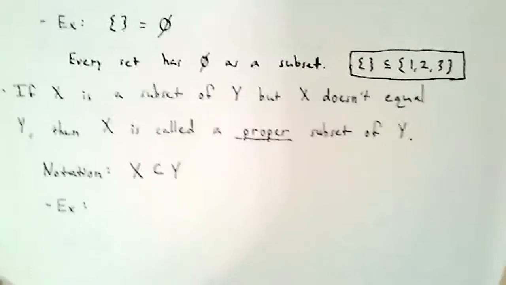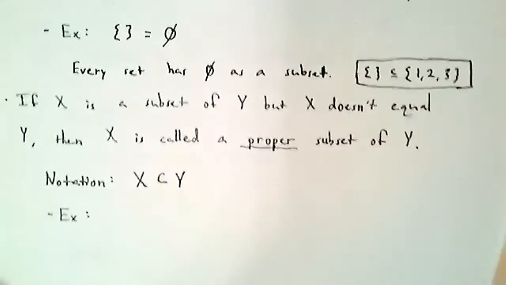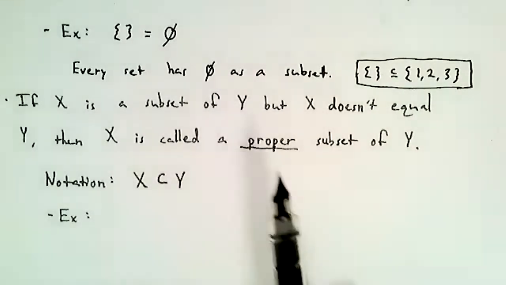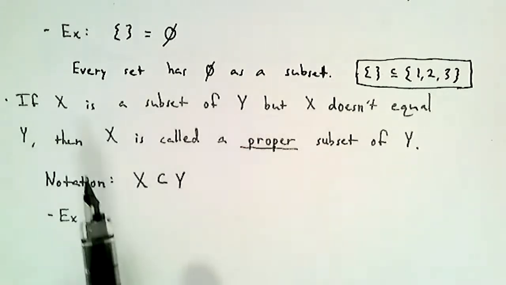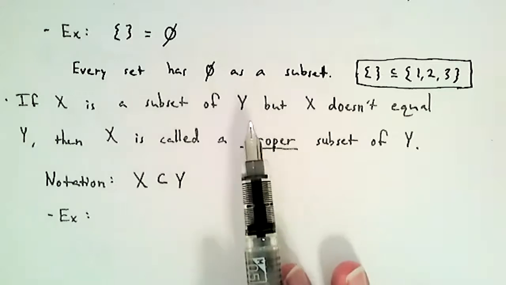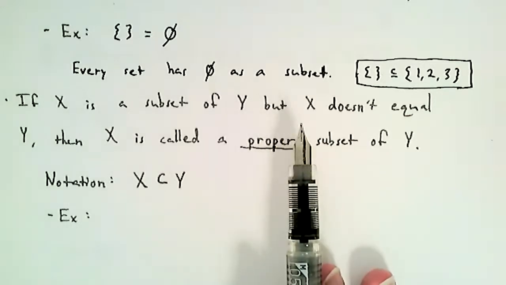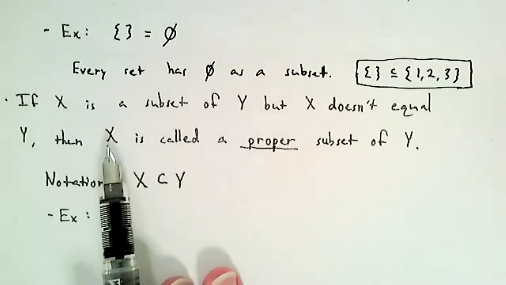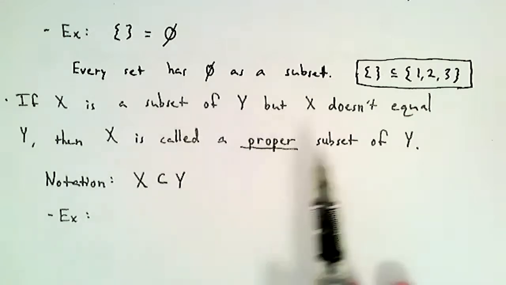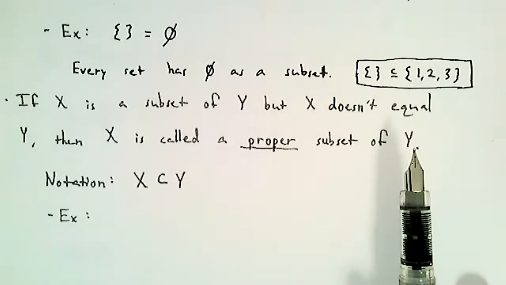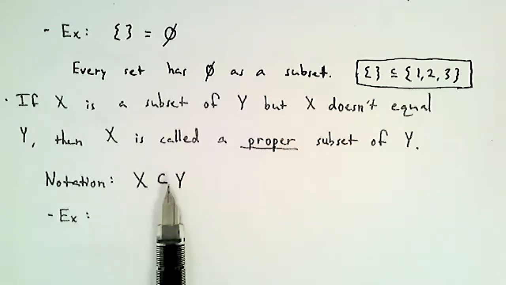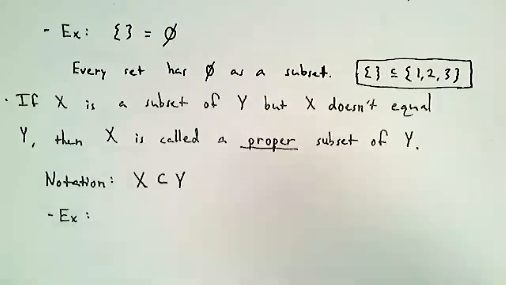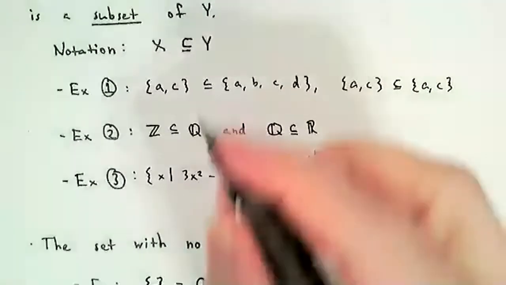So continuing on with the idea of subsets, we need to talk about the idea of a proper subset. And here's the definition. If X is a subset of another set Y, but X doesn't actually equal Y, then X is called a proper subset of the bigger set Y. And here's the notation. It's the same kind of sideways U shape, but we've lost the line underneath.